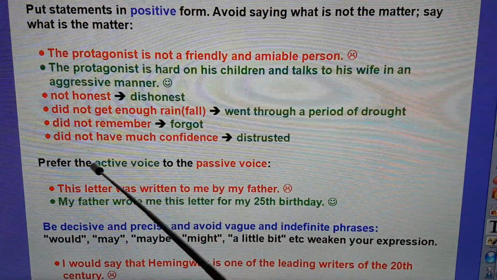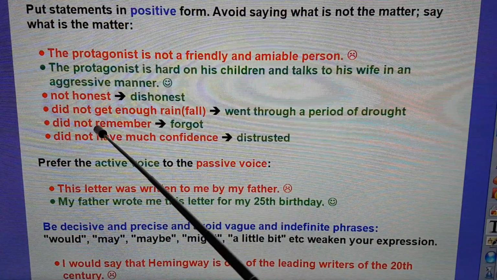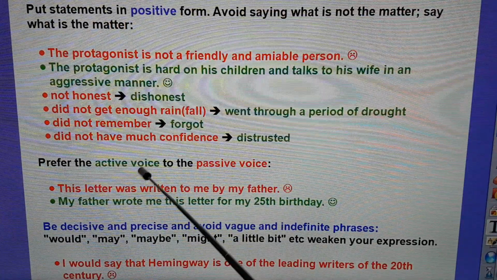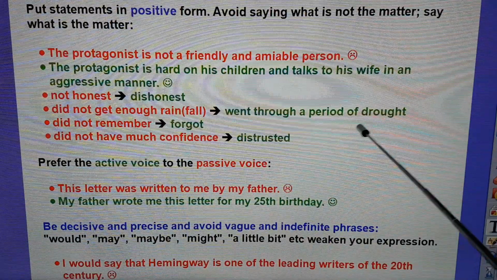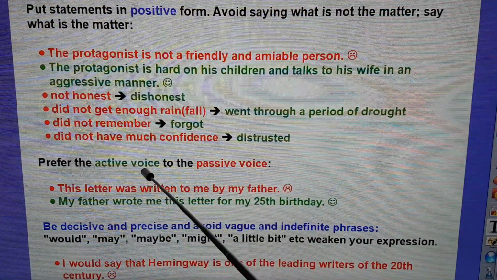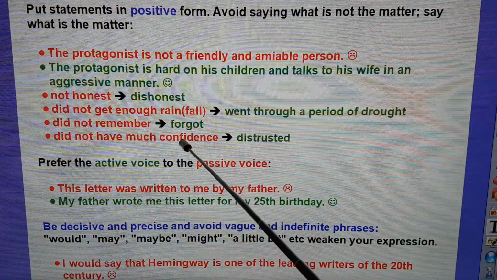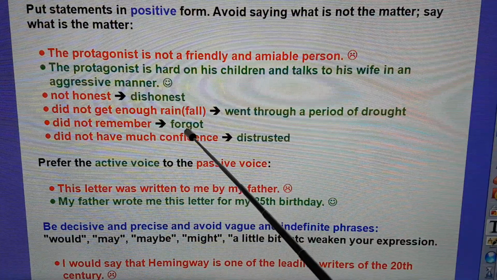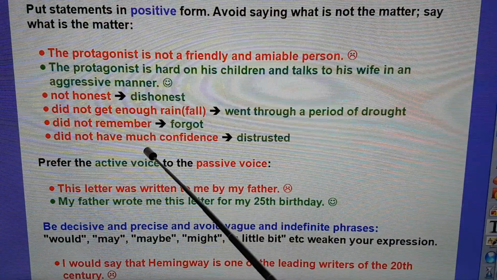Or when you're talking about, let's say, the last 2 or 3 summers, and you say we didn't get enough rainfall, you might as well say, well, the east of Germany went through a period of drought. And instead of saying, oh, I didn't remember, you may as well say, I forgot. I forgot to close the windows before the rain. Much conciser than, oh, I didn't remember.